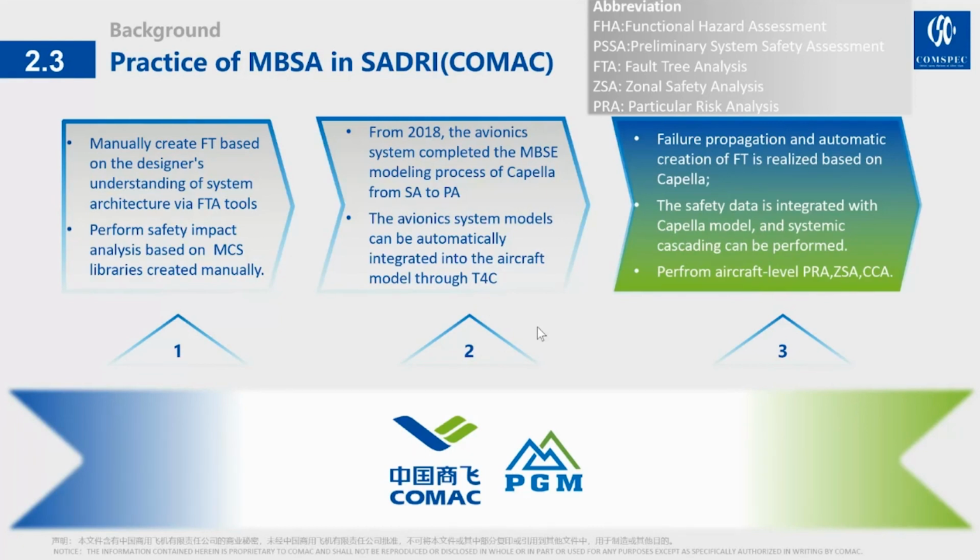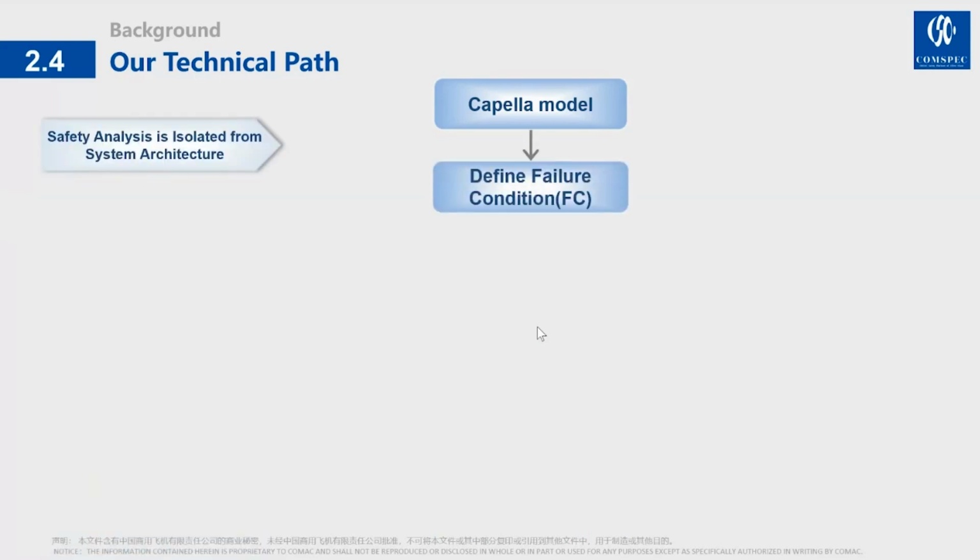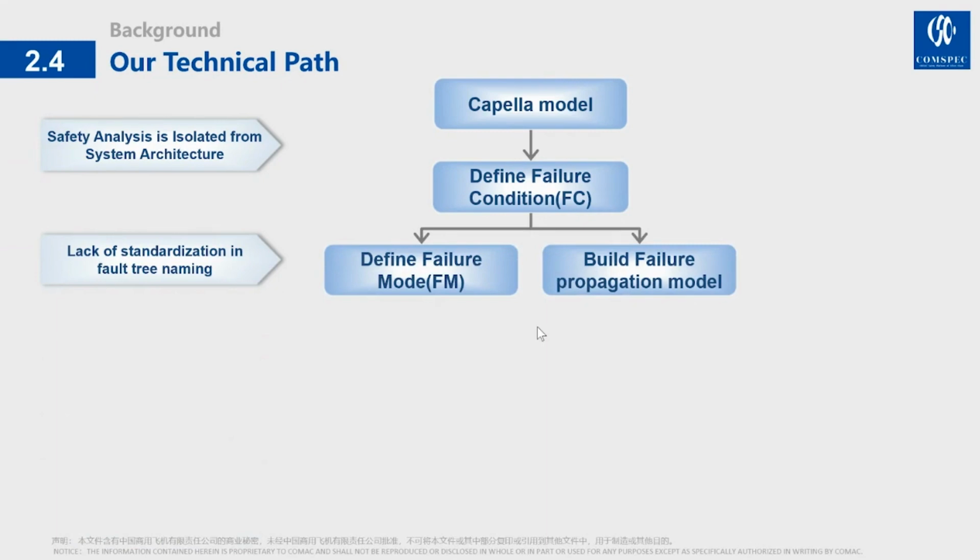Now let me introduce our technical path briefly. First of all, the system engineer needs to complete the physical model in Capella, and the safety engineer can conduct FHA analysis based on the physical architecture model and define the failure conditions. The PSSA can be conducted based on the physical architecture, and the failure mode and failure propagation model can be established, as well as the occurrence conditions between FC and FM.